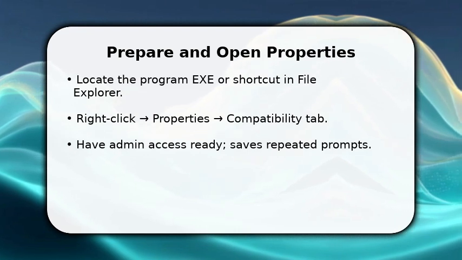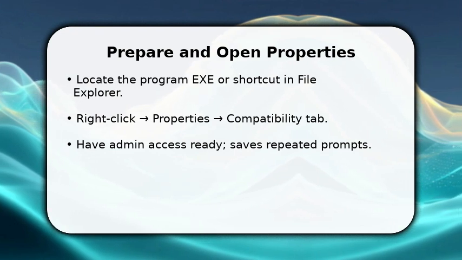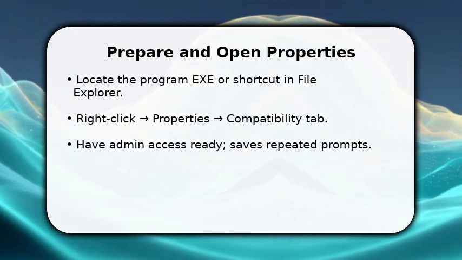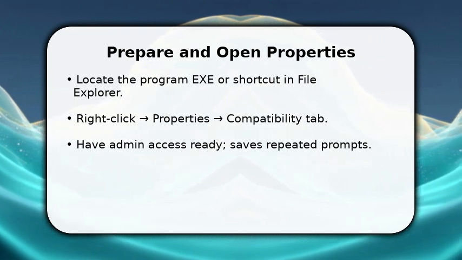This early step matters because compatibility options alter how Windows emulates older APIs, and setting them from the correct file ensures you target the actual executable rather than a wrapper shortcut.